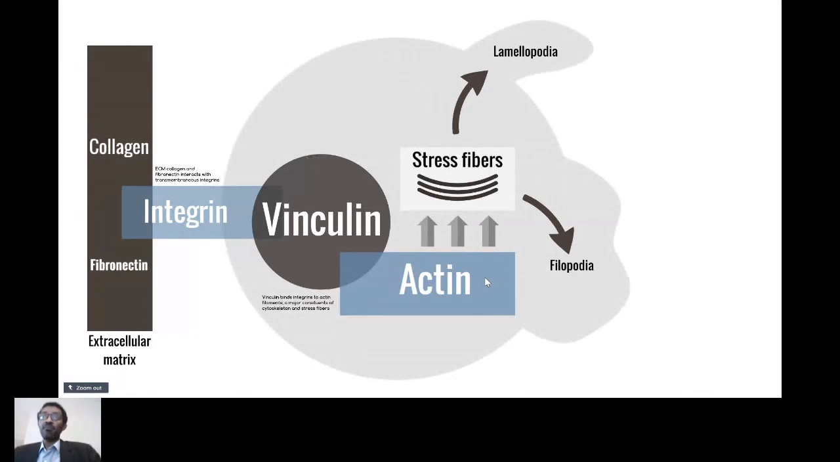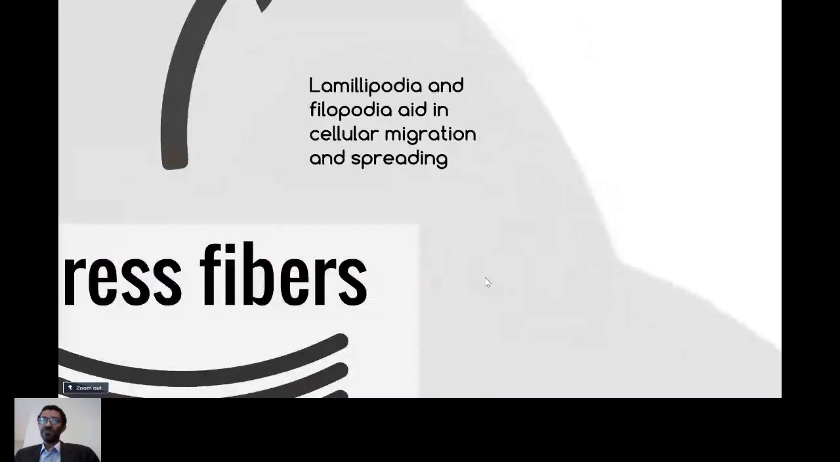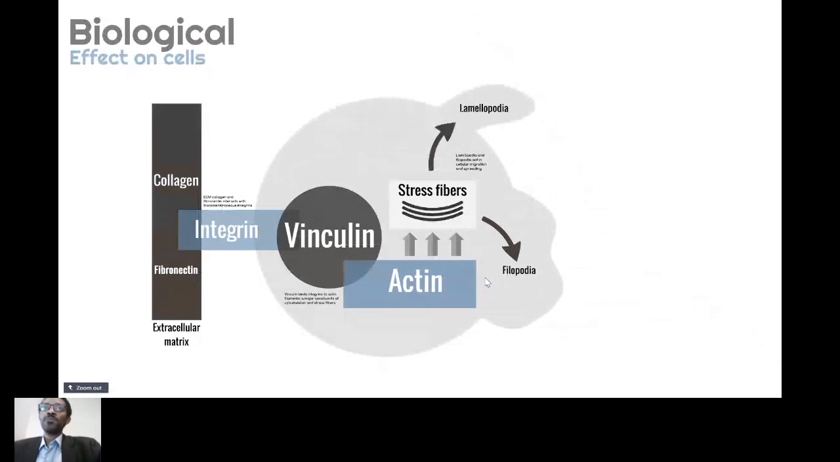I'll show you later. Lamellipodia and filopodia aid in movement, cellular migration, and spreading. Basically they are projections for spreading on the titanium surface, and they are also for attaching to each other until the final bone is formed. So for these to develop you need stress fibers.